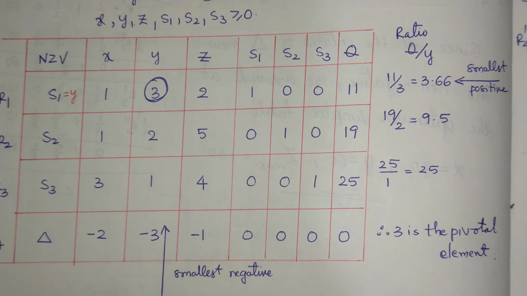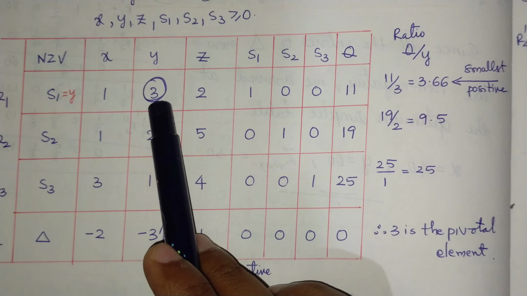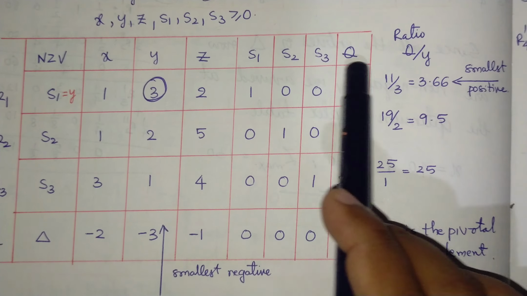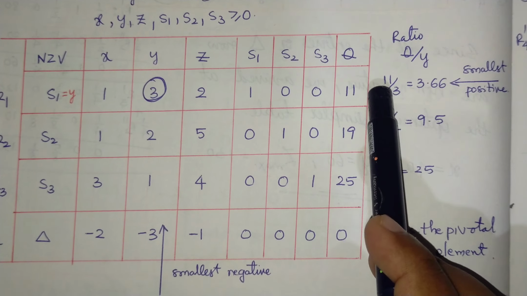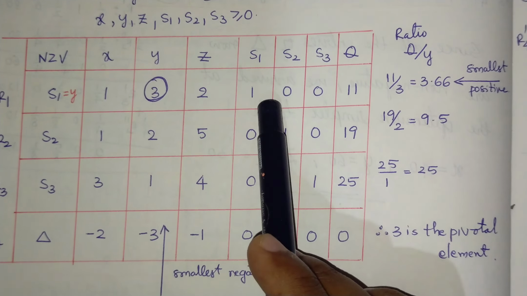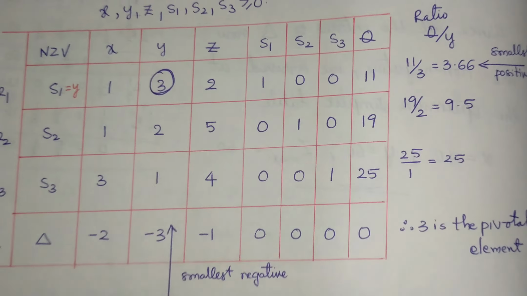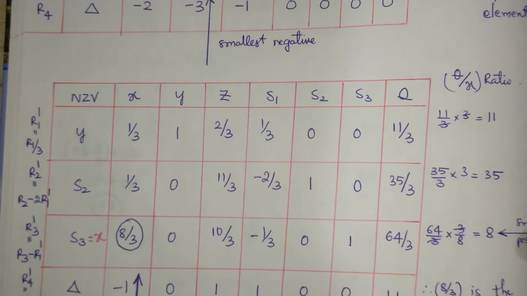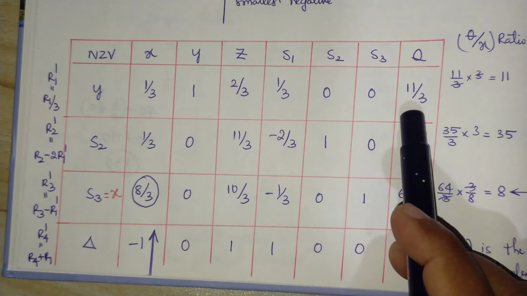What is the next step? We need to make this 3 as 1. How can you make that 1? Let us divide the entire row by 3. So what happens? 1 by 3, 1, 2 by 3, 1 by 3, 0, 0, 11 by 3. So look at the next table. We got this.